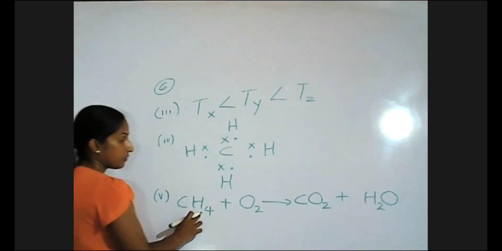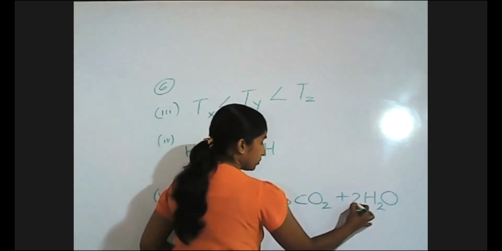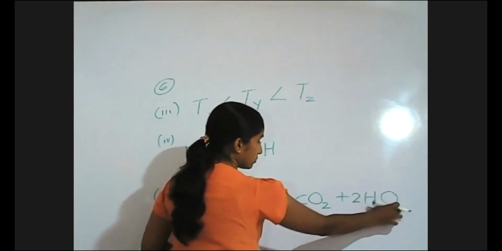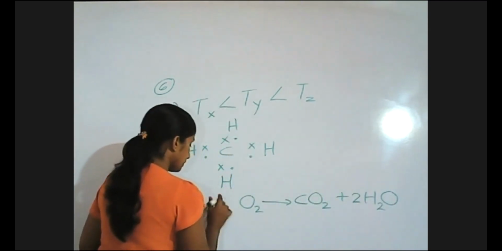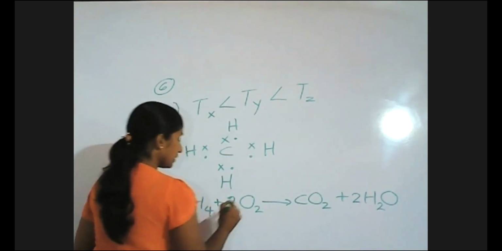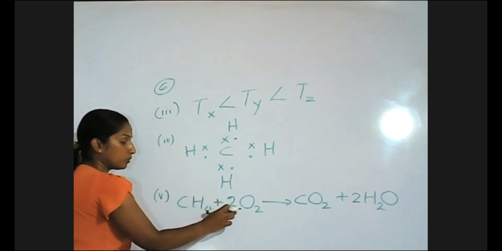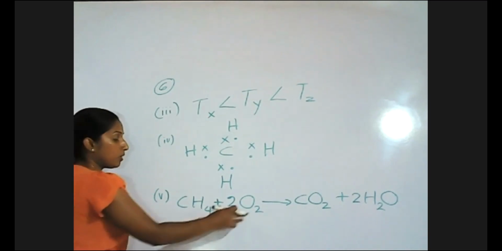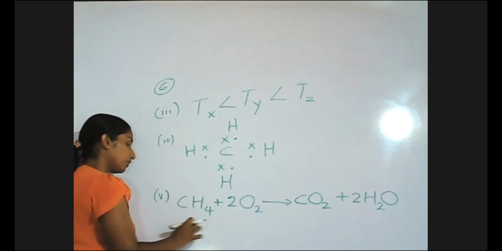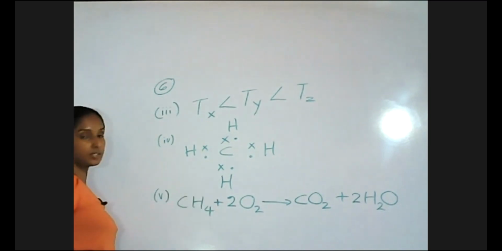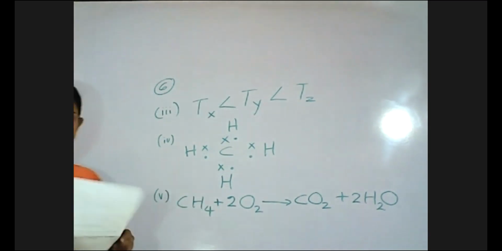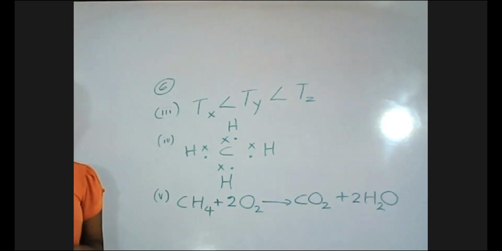Here there are 4 hydrogen, then we have to put 2 here. Then 2 plus 2, 4 oxygen, then we put 2 here also, right? 1 mole of CH4 combines with 2 moles of oxygen. 2 moles of oxygen, okay? We have to write for the 1 mole of CH4. That is okay, right? Then here I have to mention another thing.